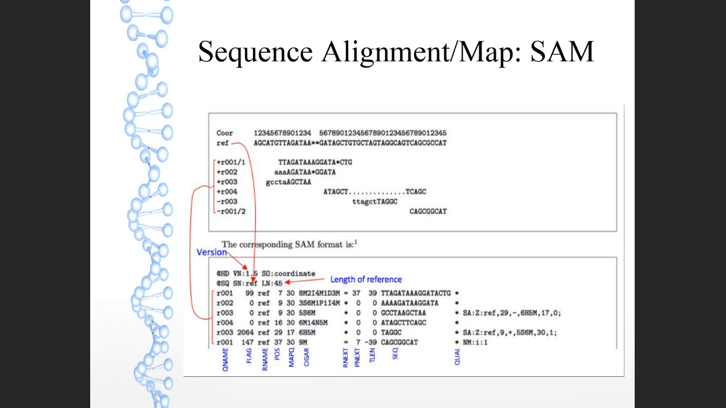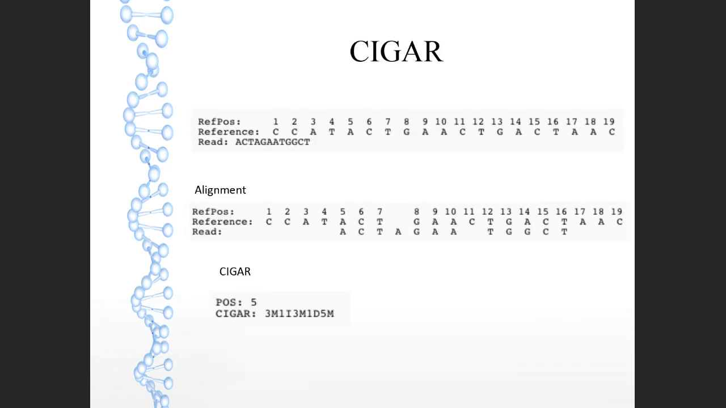Now the cigar string is a way of encoding what positions within our read mapped, and which didn't. Let me elaborate on that now. So cigar strings, in this example, we've got our reference genome here, and we've got a read mapping along the bottom. Cigar strings are actually relatively straightforward in terms of the way that they encode this information.